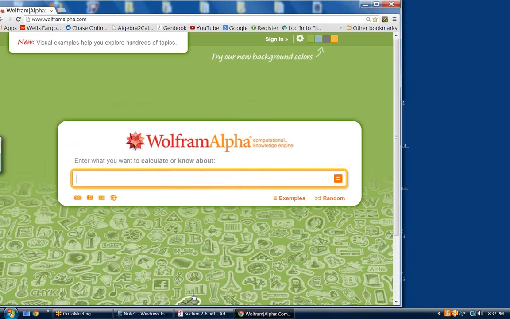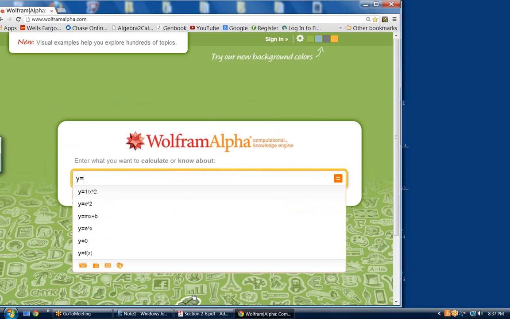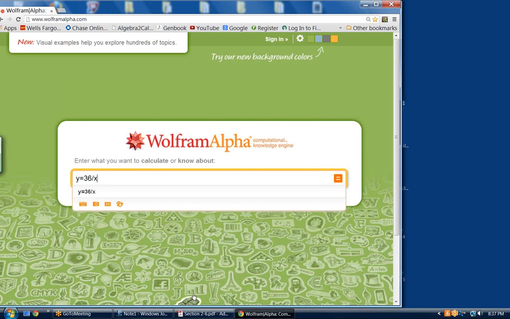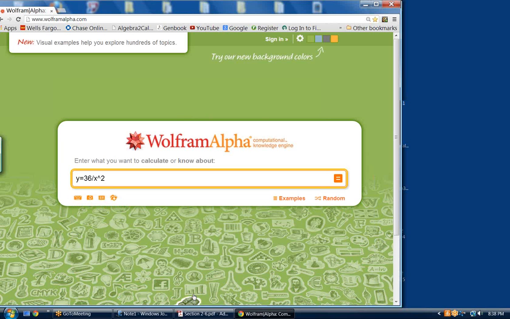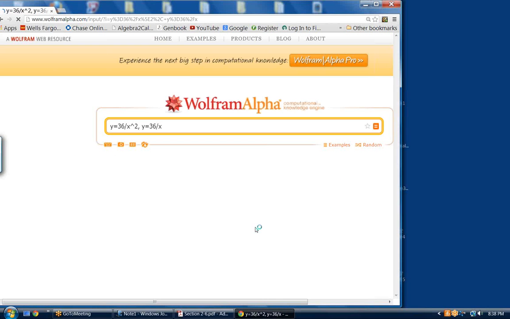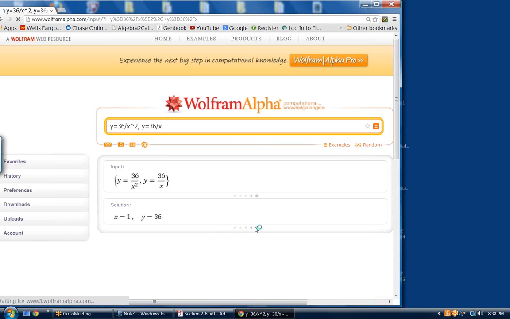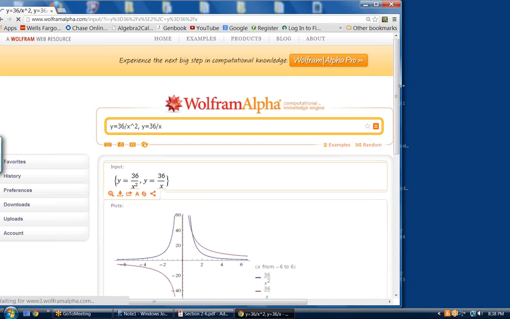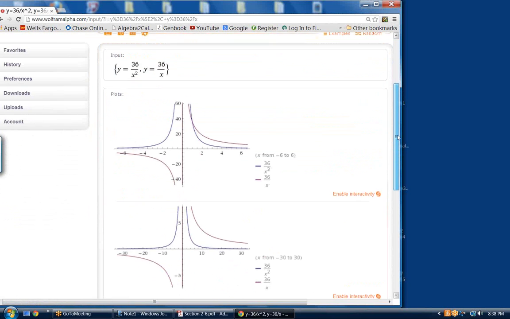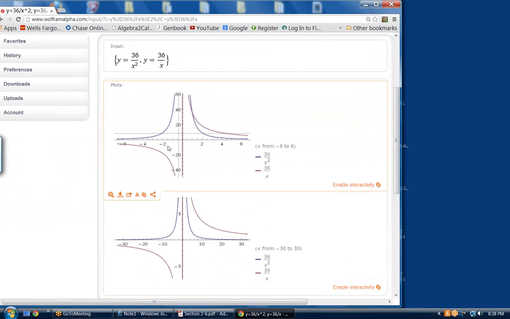So, y equals 36 divided by x raised to the 2. And I wonder if I can do this. I'm not sure I can do this on Wolfram Alpha. Y equals 36 divided by x. Let's see what we get. Yeah, we did do it. Yep, that's what mine looks like.